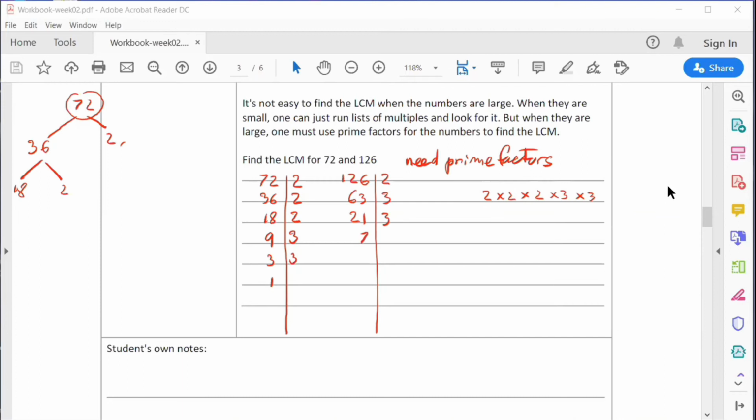Now, you can't divide by 3. Now, you have to divide by 7. You get a 1. So now, you have 2 times 3 times 3 times 7. That's it. So that equals 72 here, and that equals 126. Now, we need to collect.